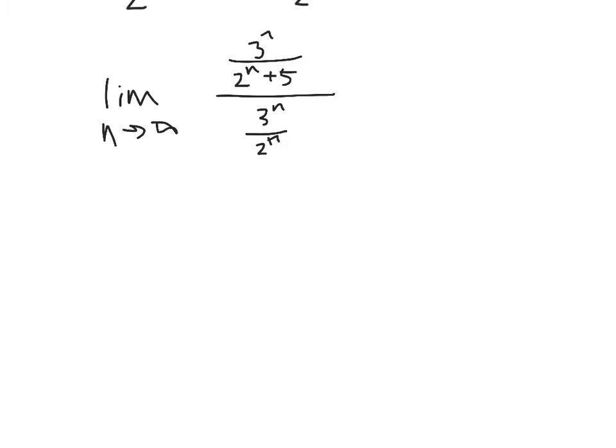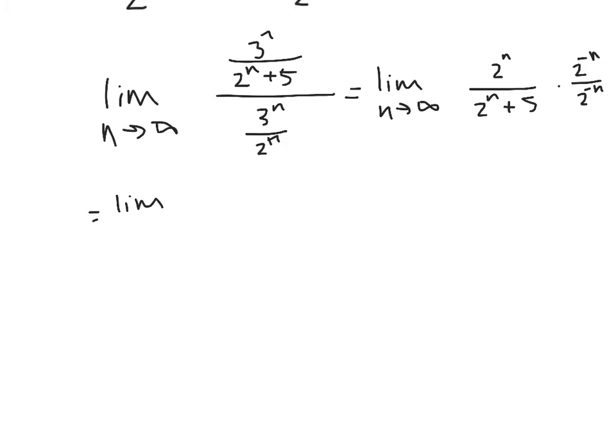Let's calculate this limit. Well, we see that the 3 to the n's cancel out, and we get the following limit. We have 2 to the n over 2 to the n plus 5. And let's multiply the numerator and the denominator by 2 to the minus n to obtain the limit as n goes to infinity of 1 over 1 plus 5 over 2 to the n.